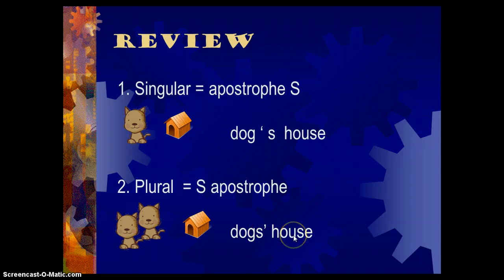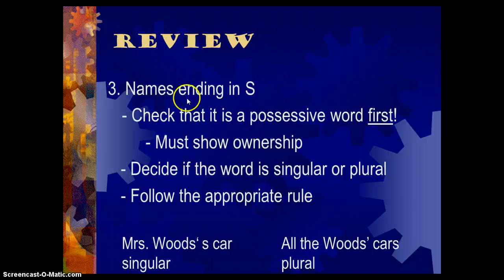Their house. The third rule we talked about were names ending in S. Check that it's a possessive word first. It does not get an apostrophe just because. It has to show ownership. So then, if it is showing ownership, decide if the word is singular or plural, if there's one or more than one, and then follow the appropriate rule.